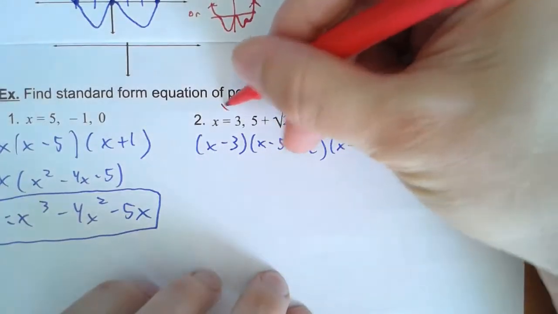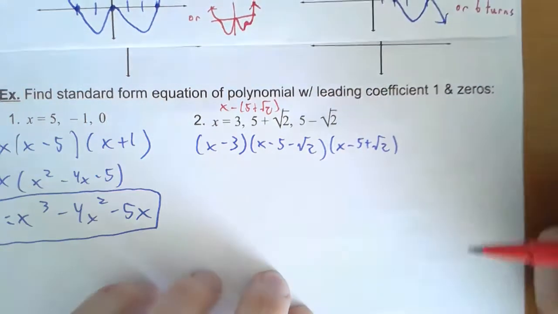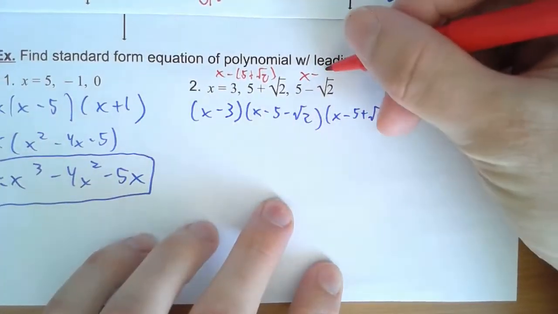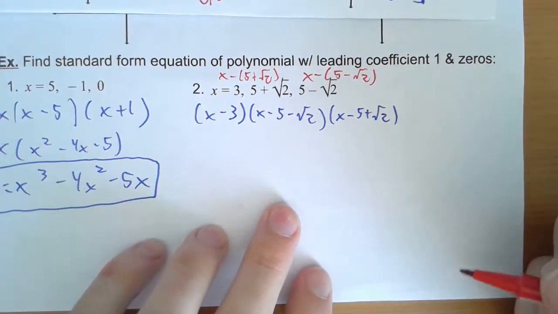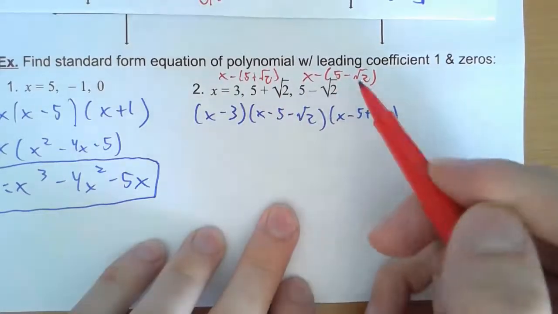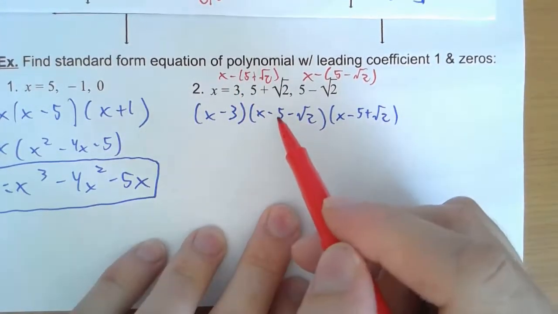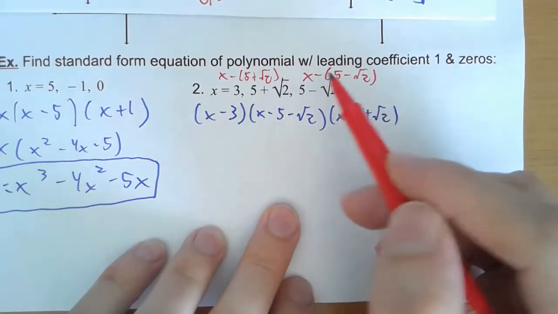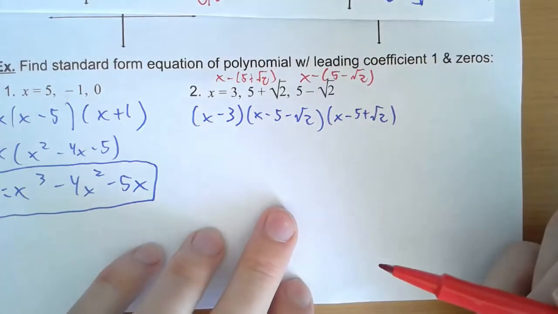Because what we have to do is x minus 5 plus root 2, and then x minus 5 minus root 2. And so the minus gets distributed to the 0. Minus 5 plus root 2, distribute the negative. You're both negative here. Minus, and then 5 minus root 2, distribute the negative, negative. This one changes to positive right there.